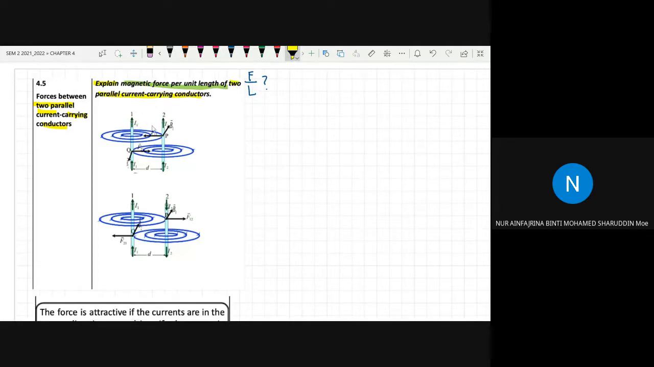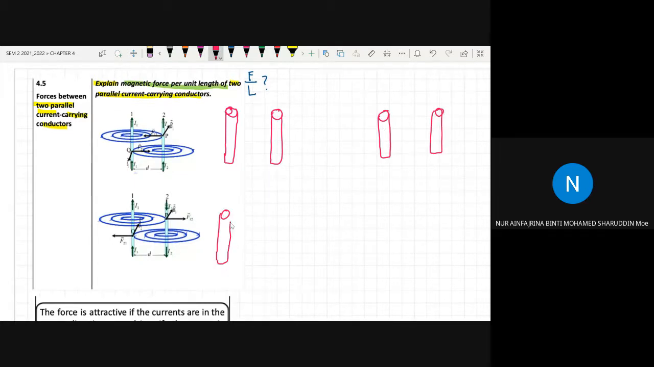Okay, I'm not really a big fan of this drawing. So Miss nak korang buat drawing baru ya. So awak akan ada dua konduktor yang carry current ataupun dua wire yang carry current. So this is the first wire and this is the second wire. Okay, Miss akan label ni sebagai wire 1 dan wire 2.